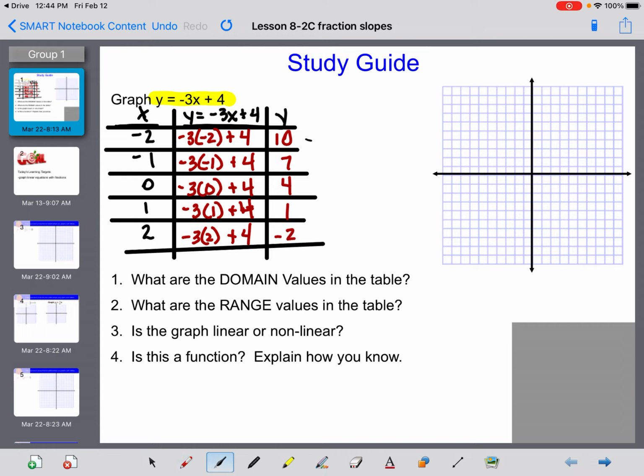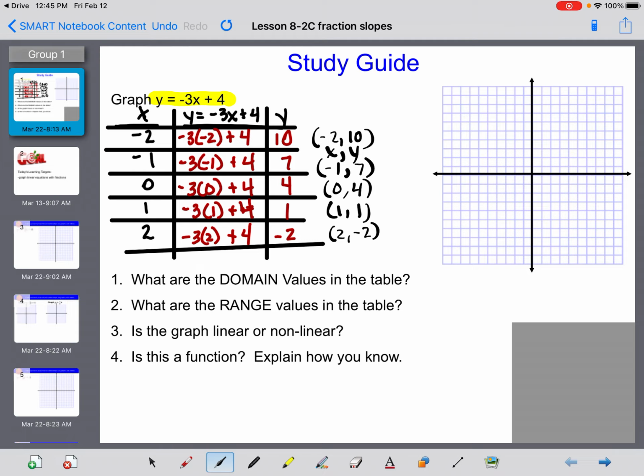Some of you have noticed that these numbers are going down by 3 each time, and that is a very real pattern. And some of you have said, well, once I know the pattern, can I use it? And the answer is sure, you bet you can. Now I've got ordered pairs. A table is a list of ordered pairs. The first ordered pair is an x value and a y value, so the x value is negative 2 and the y value is 10. The next ordered pairs are negative 1, 7; 0, 4; 1, 1; and 2, negative 2.